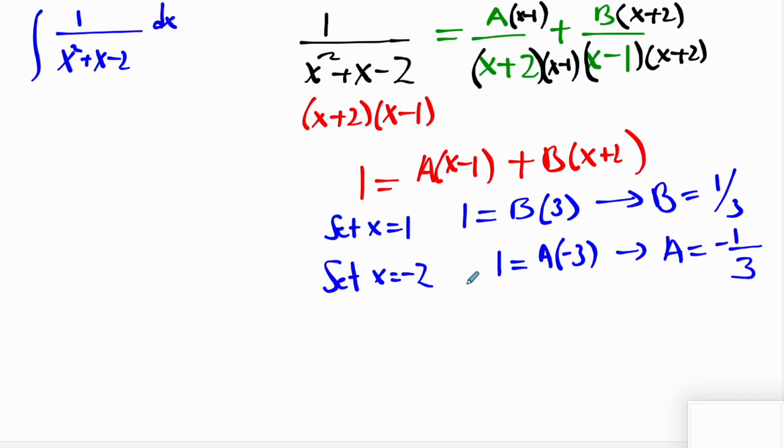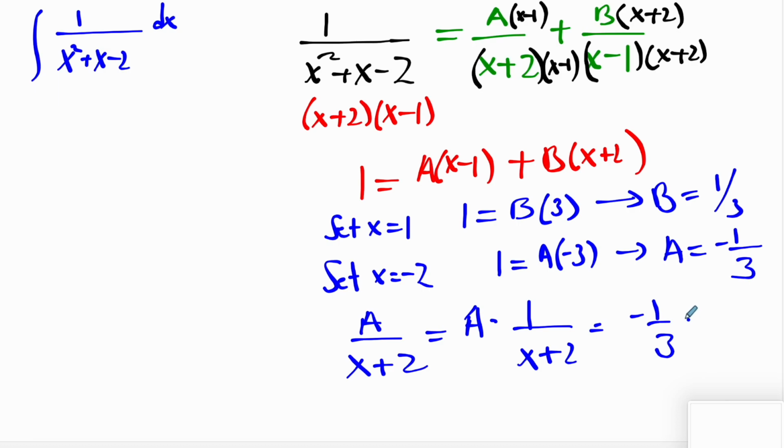Okay, so now we know A and B and we can put them back. So when I am putting this back, I want you to think of A over x plus 2 as A times 1 over x plus 2. So it's okay if I put negative 1/3 in the front times 1 over x plus 2. So the A in the numerator can be imagined in the front, right? And that A happens to be a fraction. Hope this makes sense. So now let's go ahead and replace this with what we have.